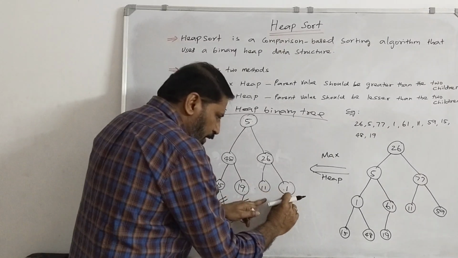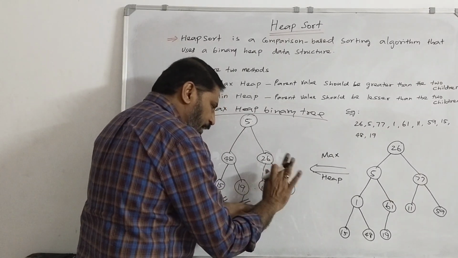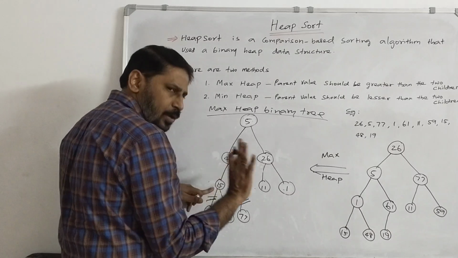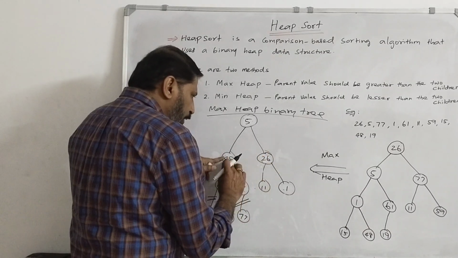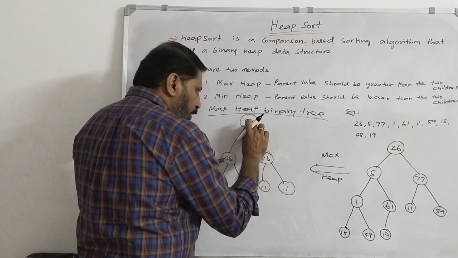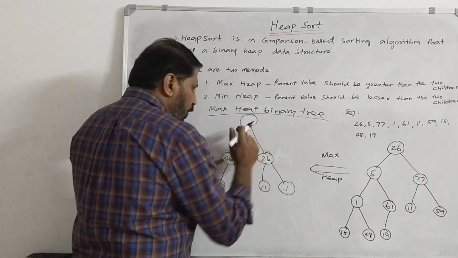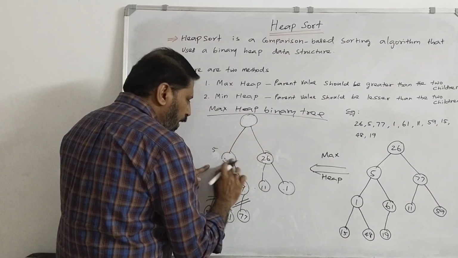Next time what we do: 11 and 1 compare, 26 is the greater value. 19 and 15, 48, it is in order. 26, 48: 48 is a greater number. 48 compared with 5, so that's why we have to transfer 5 here. 48 comes here.